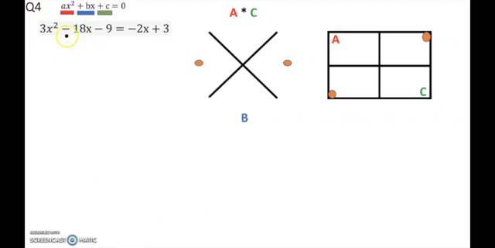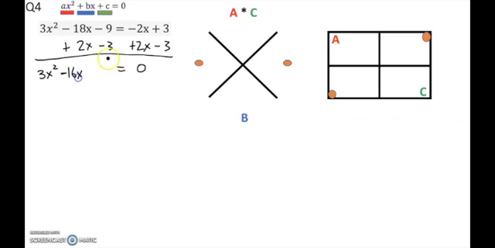Finally, we have our last example question. 3x squared minus 18x minus 9 is equal to negative 2x plus 3. Let's go ahead and add the 2x to both sides and subtract the 3 from both sides. This gets our right side of our equation to equal 0. And let's rewrite the left side. 3x squared, negative 18x plus 2x should equal negative 16x. And negative 9 minus 3 should be negative 12.